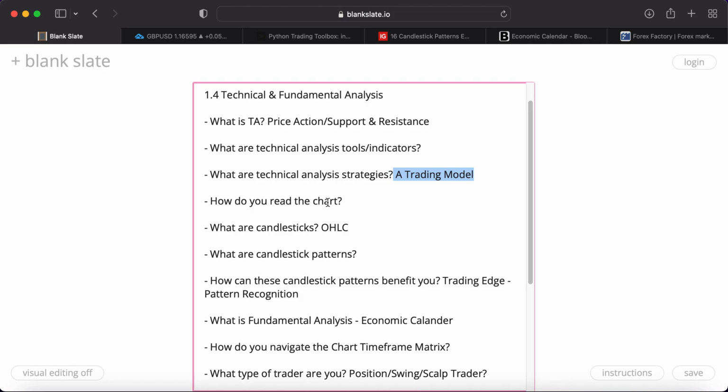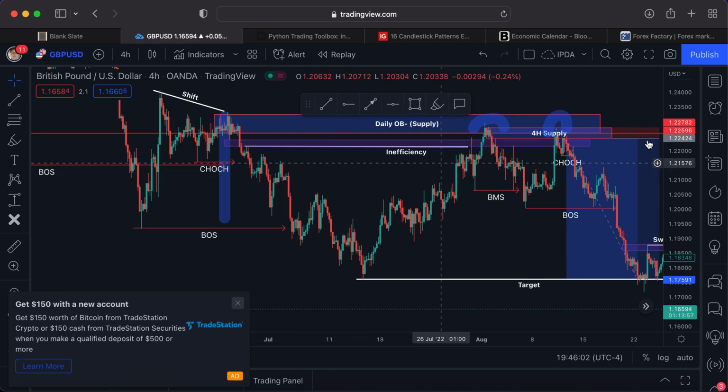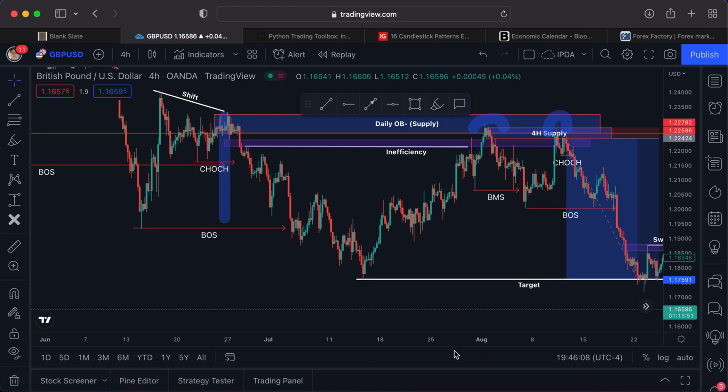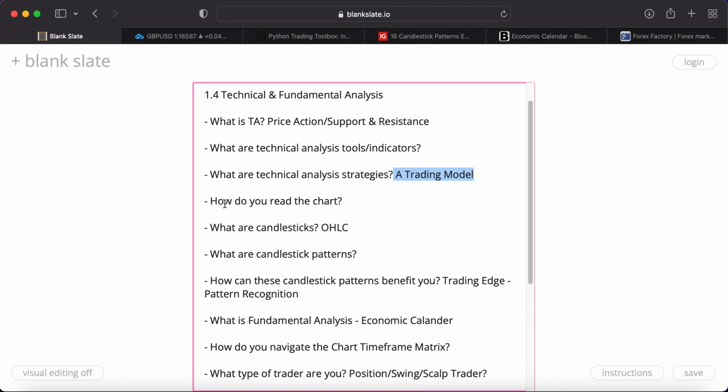So how do you read the chart? You read the chart with candlesticks and price. So again, candlesticks, and right here on the side is price. Down here is time. Okay. So what are candlesticks, right? Candlesticks are a reading of price.